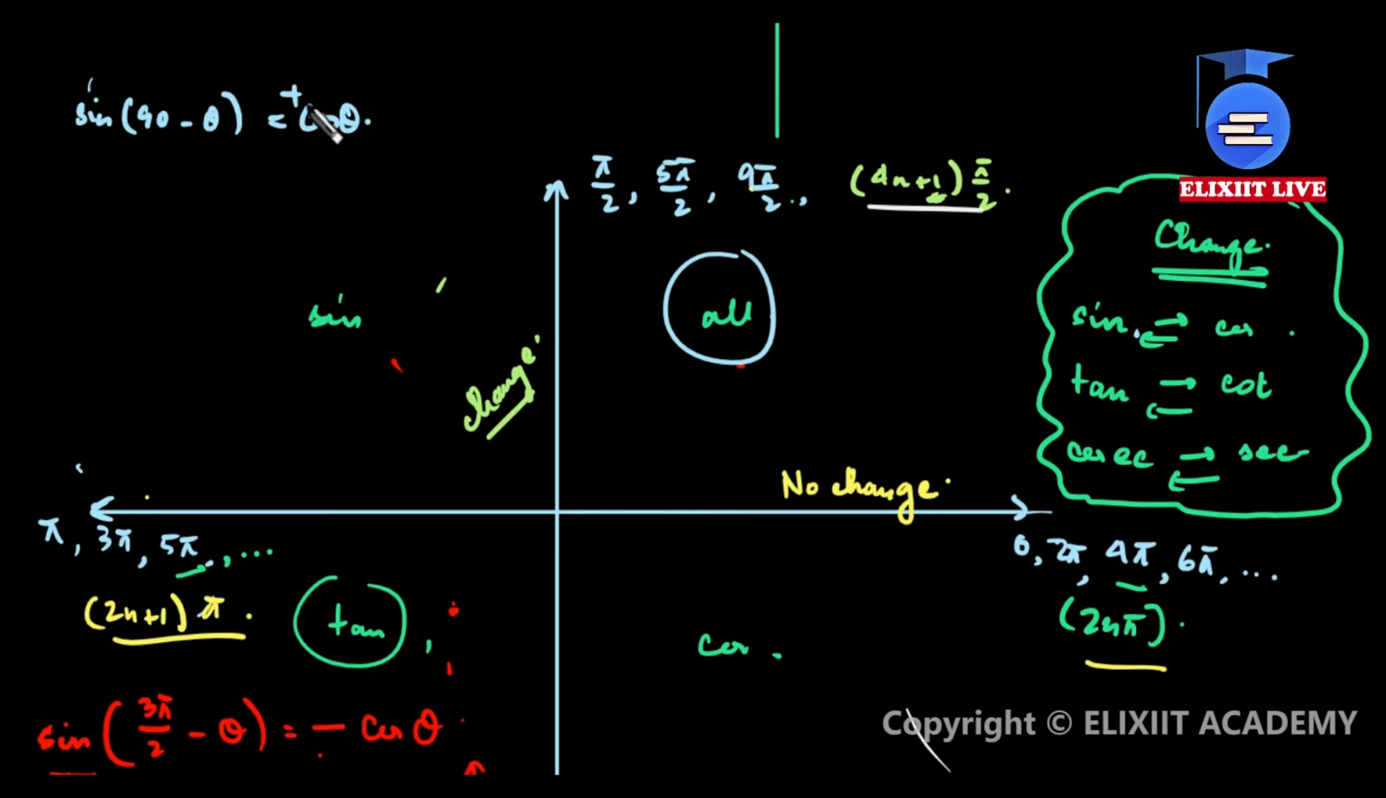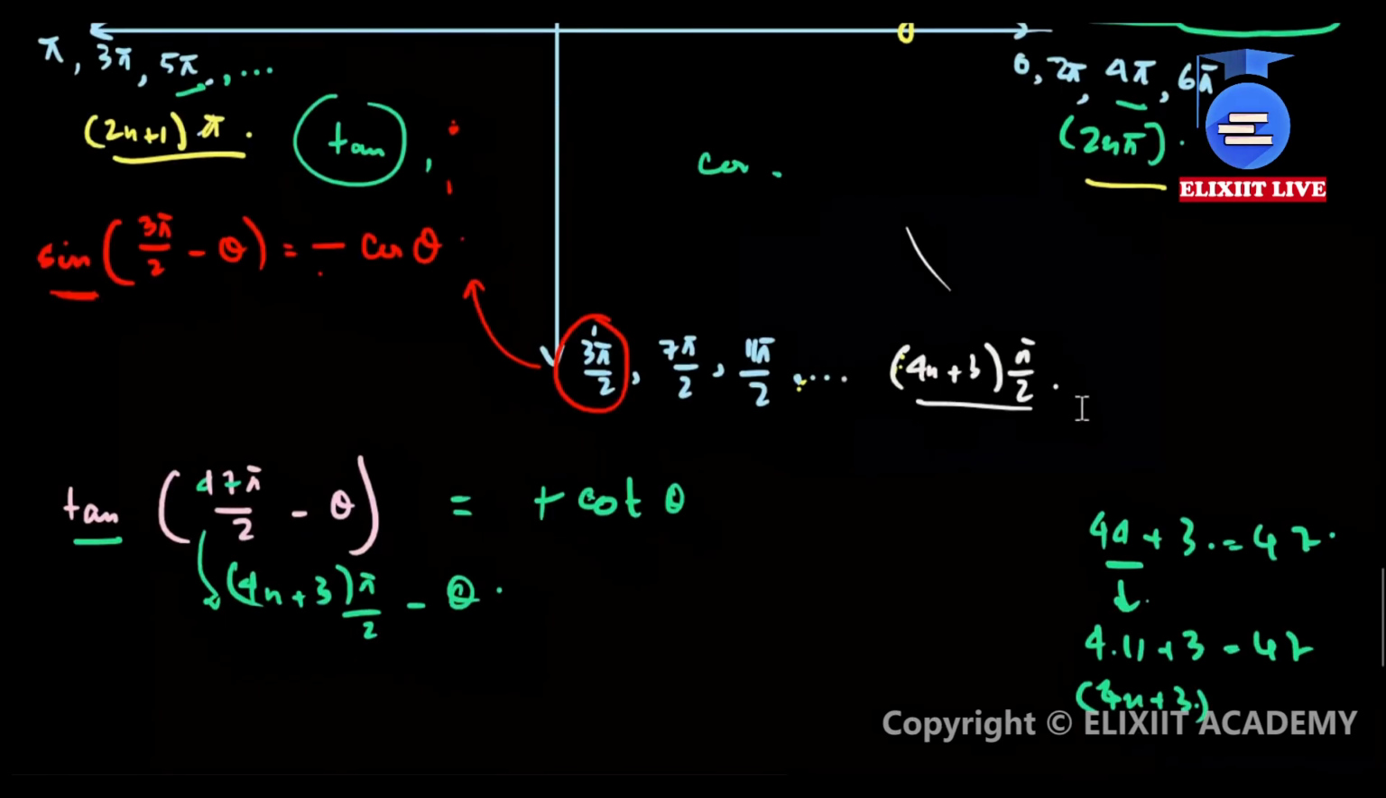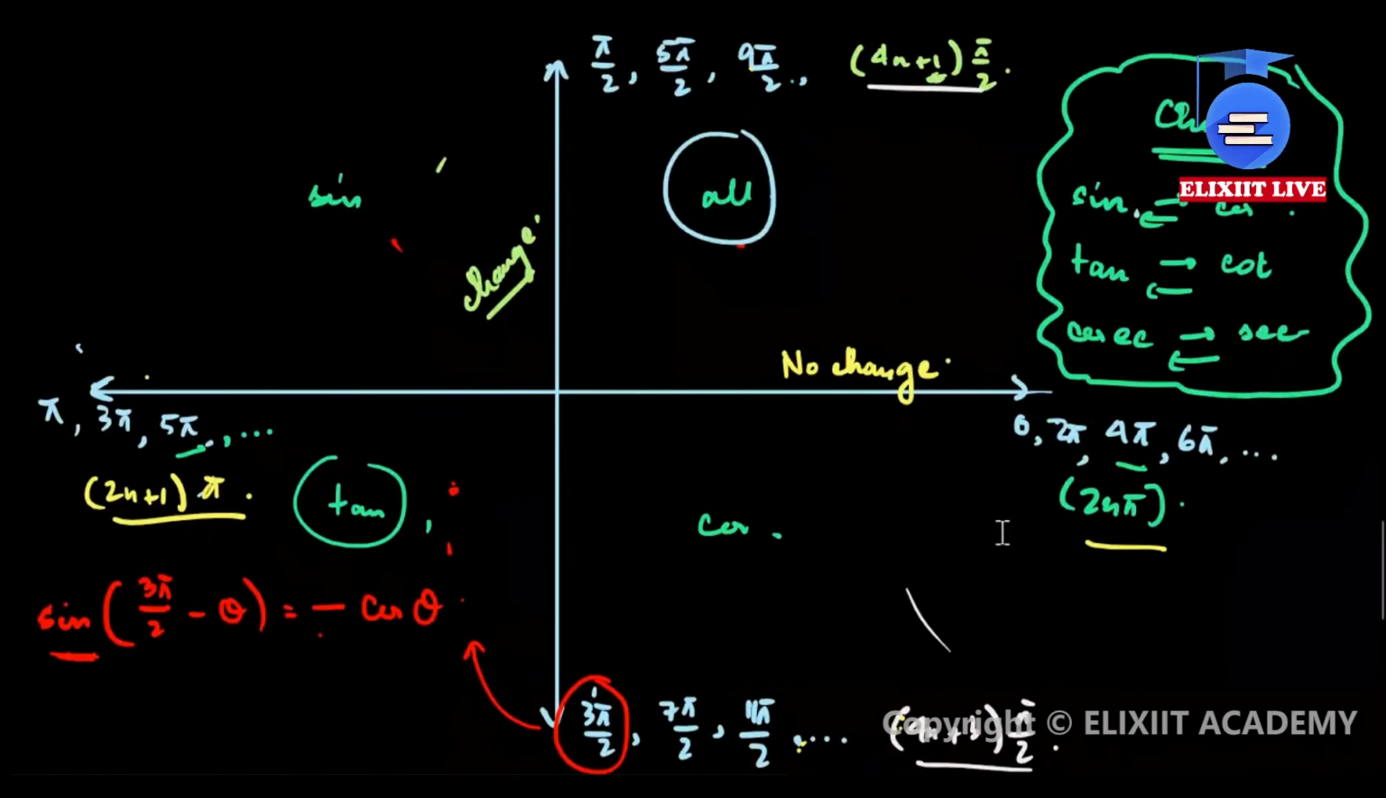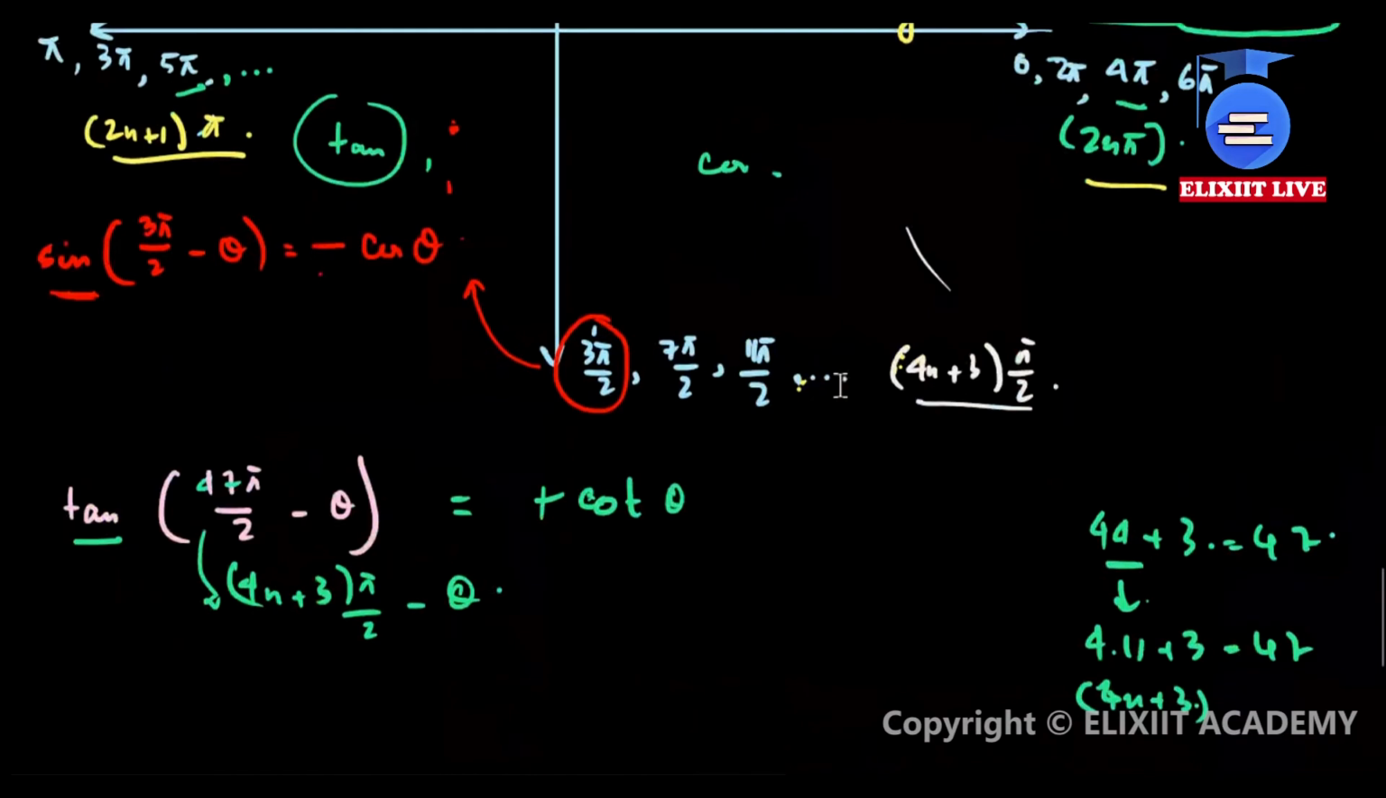Everything will become like this. Why? Over here in the first quadrant, all trigonometric ratios are positive. That's why sine 90 minus theta is cos theta, cos 90 minus theta is sine theta, tan becomes cot. Everything is positive. But for the other quadrants, you need to figure it out. So what I am doing first is figuring out whether it is changing or not changing. If it's changing, change it: tan to cot, cot to tan.